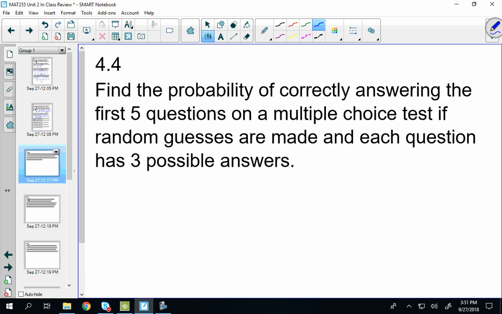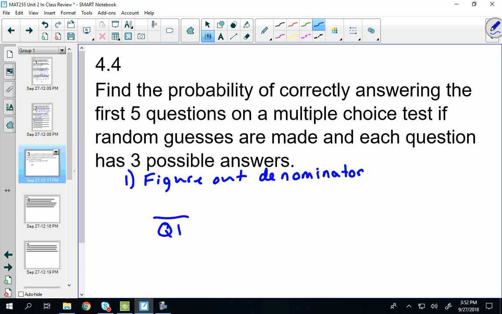4.4 was causing a lot of issues, so we're also going to look at this one. Find the probability of correctly answering the first 5 questions on a multiple choice test if random guesses are made and each question has 3 possible answers. So the first thing we need to do is figure out that denominator of our probability. How many different things could we get? So to do that, we're going to use our fundamental counting principle.